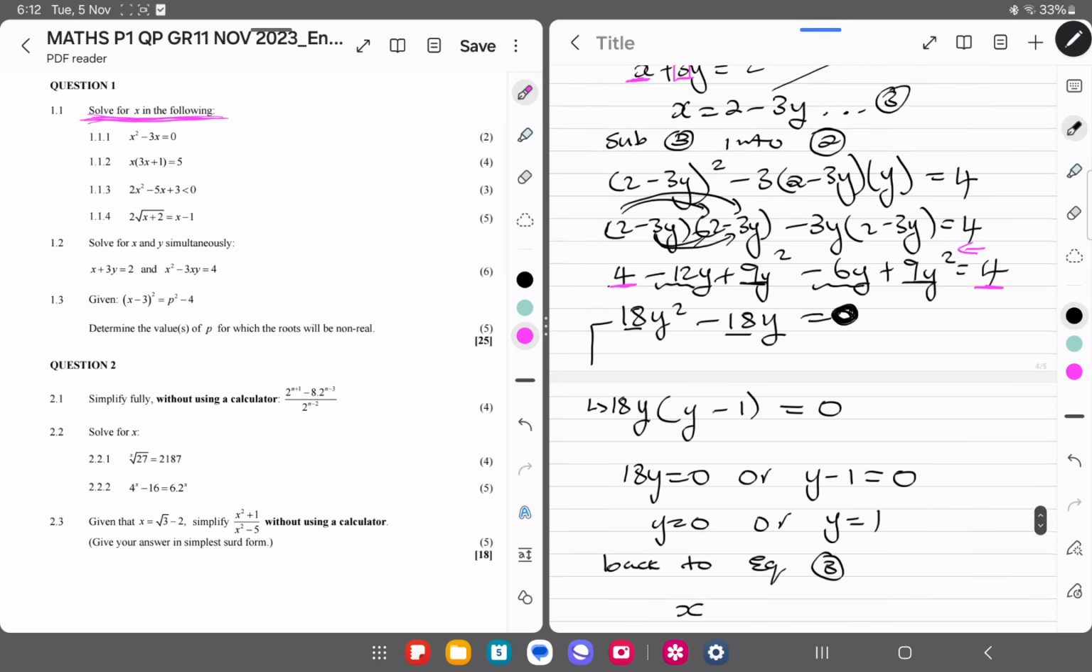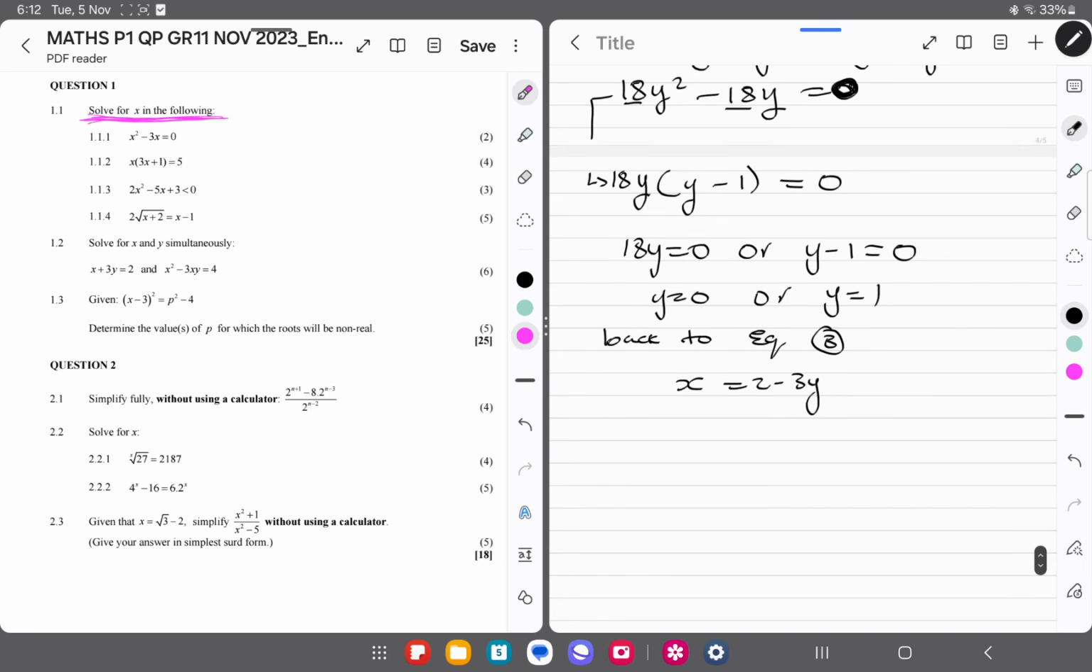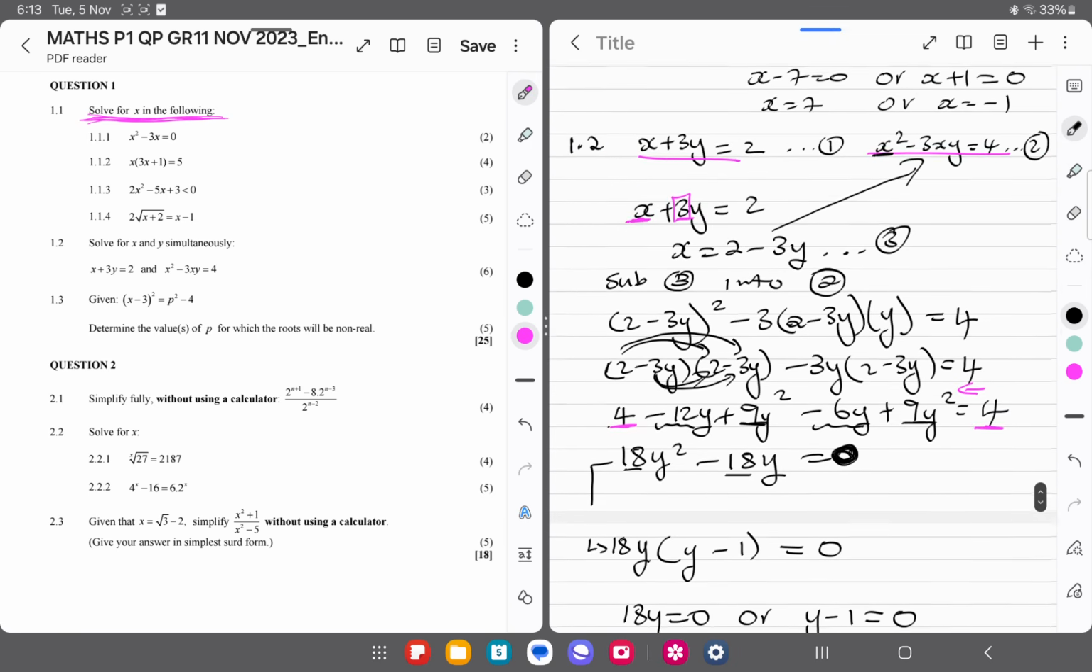Equation 3 was x equals 2 minus 3y, isn't it? So if y is 0, it means x is going to be 2 minus 3 times 0. And if y is 1, it means x is going to be 2 minus 3 times 1. Therefore, x will be 2, or x will be 2 minus 3, which is negative 1. So you have solved simultaneously for both your equations. So yeah, that's how it looks.